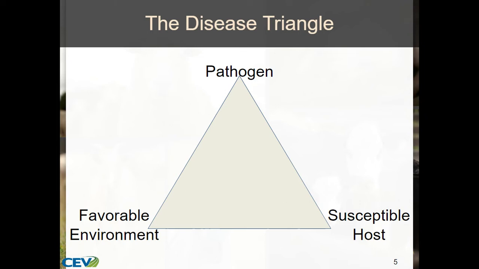There are certainly some diseases, which we'll talk about in our next lesson, that don't require a favorable environment and don't require a pathogen because they actually live inside the host or they're due to some kind of actions of the host. Nutritional diseases don't follow this disease triangle because there's no pathogen. It's just that the host is or is not eating what they're supposed to be eating, and the environment is the host's own body.